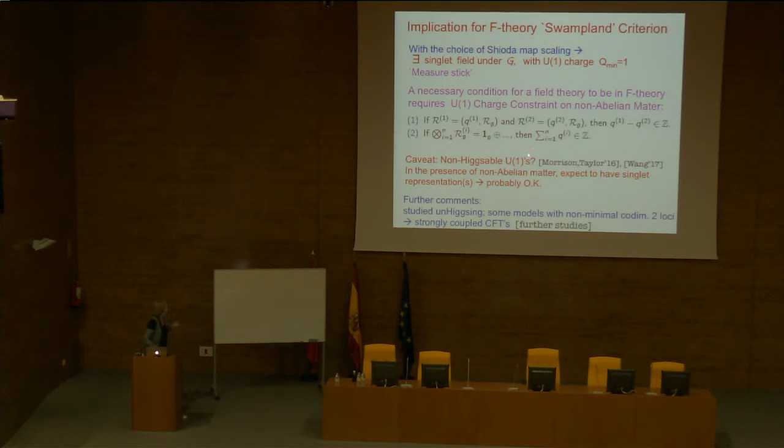Just another minor comment. One could further study now the unhiggsing of this U1 in the presence of non-abelian gauge symmetry. And interestingly enough, we encountered different models. In particular, some of the models involved in the unhiggsing non-minimal codimension two loci, namely matter representations that do not fit into Kodaira classification, and so is related to strongly coupled CFTs, and that's definitely a topic that deserves further study.